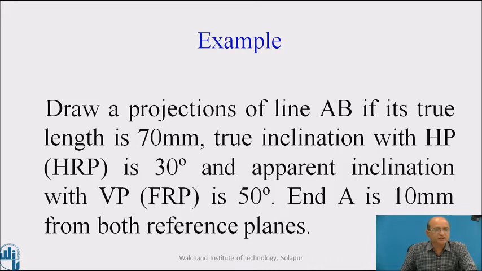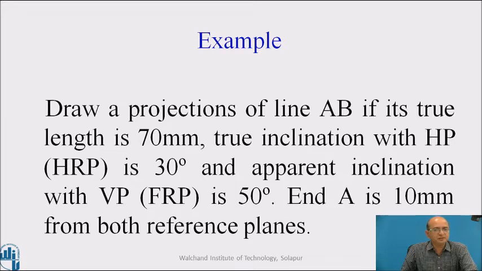Okay, so if we go through the data given in the example, it can be written in this form, but prior to that I will just go through the example again. Draw the projections, that is the question. Line is AB, its true length is 70 mm, true inclination with HP (HRP). HP and HRP are one and the same.